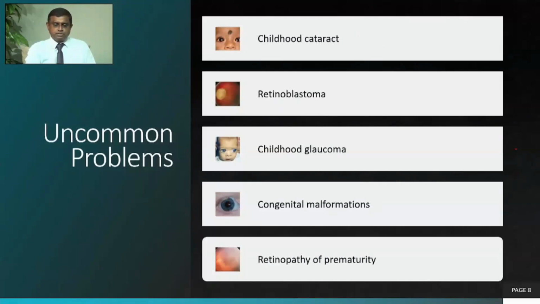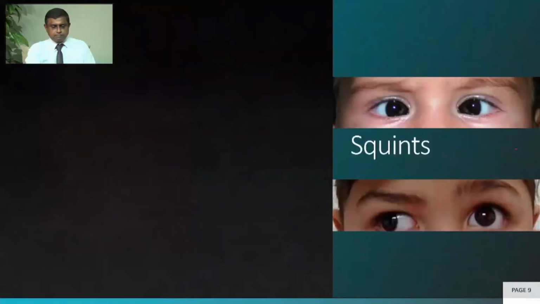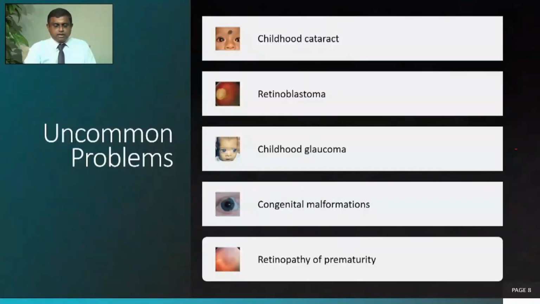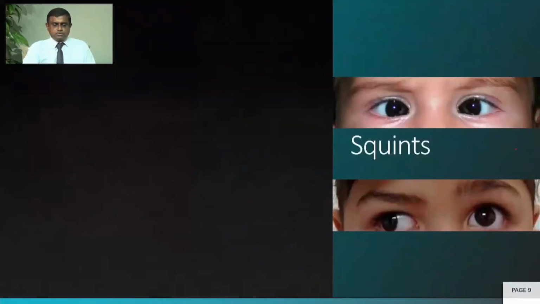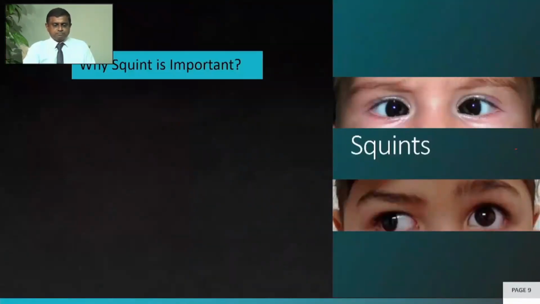problems which can affect the vision, perhaps the life of the child, like childhood cataracts, and retinoblastoma, which is eye cancer that can affect the life expectancy of a child. Childhood glaucoma can affect the vision seriously. Other congenital malformations are important. Actually, retinopathy of prematurity is rare, but it's common in our clinics because we see all the retinopathy of prematurity cases. So let's talk about squints first.